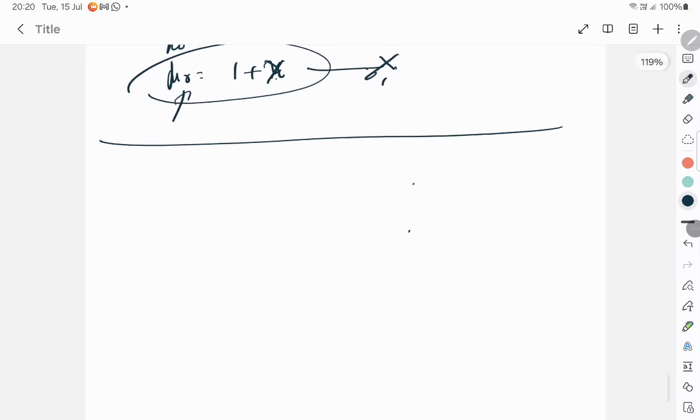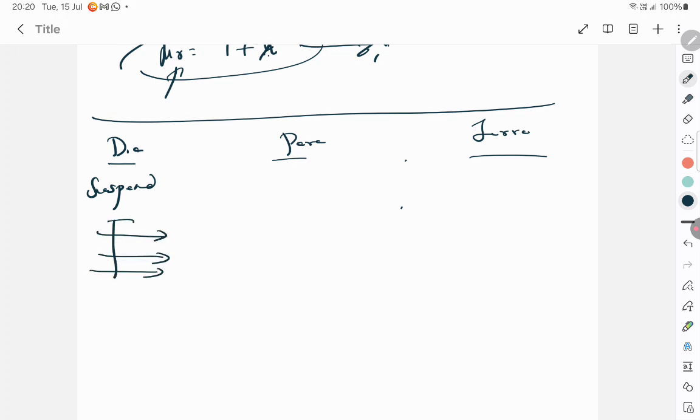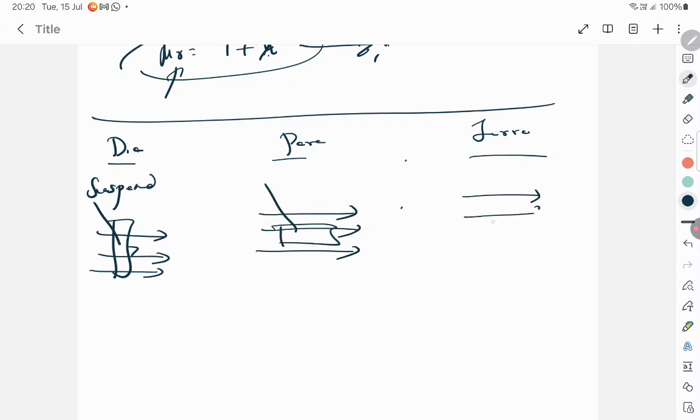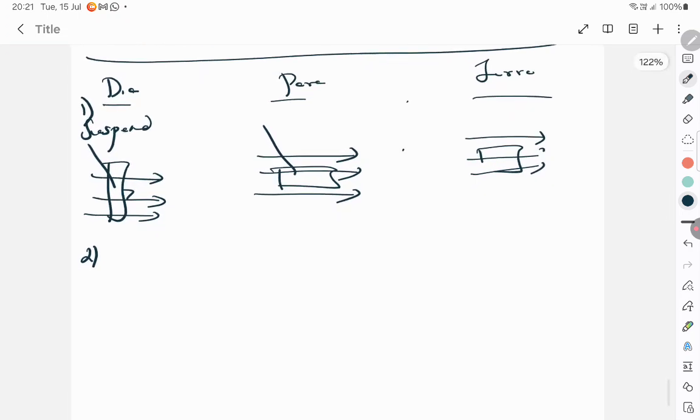So next is about the difference between dia, para and ferromagnetic substances. Diamagnetic substance: when you suspend a specimen in the magnetic field, a diamagnetic will come to rest perpendicular to the magnetic field. When you suspend a paramagnetic material, it will align itself in the same direction as the magnetic field. A ferromagnetic also will align itself in the same direction. This is about suspending. The second one is about placing.